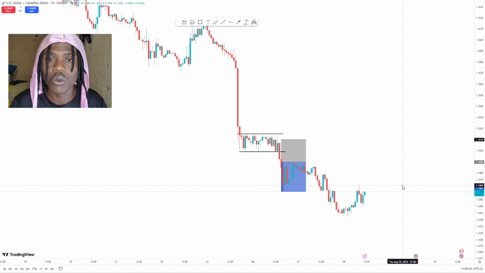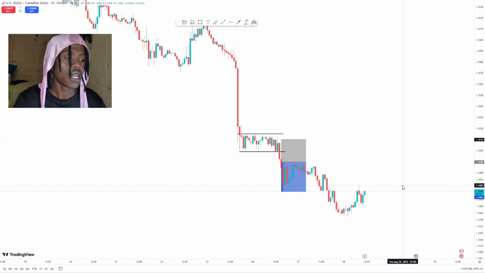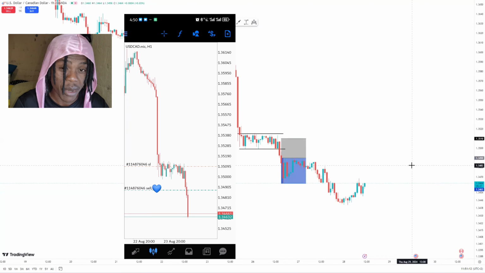Now, without further ado, let me break down how you can capitalize every time you see such possible directions, or why you have to stick to price action every time you are about to execute or looking for possible setups, right? So today, I'll be using USD CAD, because this trade was based on USD CAD.